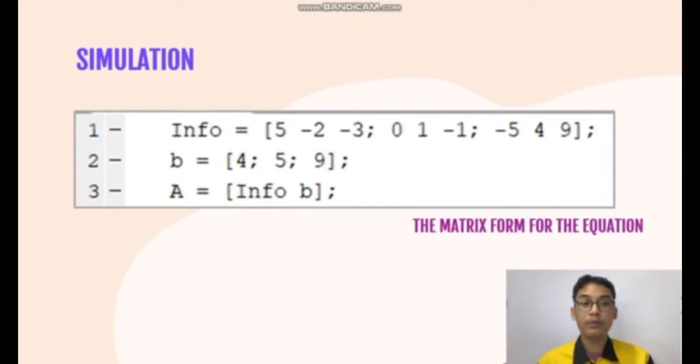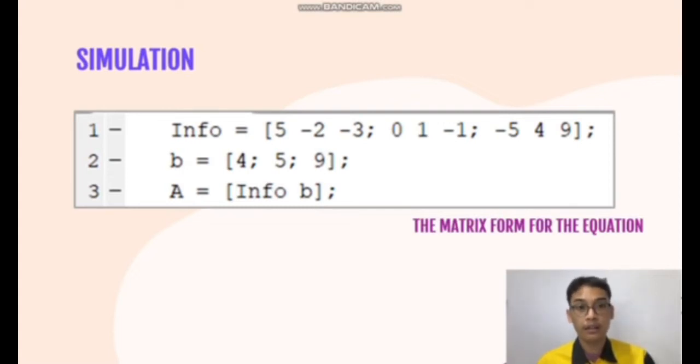From the previous part of our video, we have shown how to get the manual calculation for Gauss elimination and Gauss elimination with pivoting for the circuit that we have chosen for this project. So now I will show the simulation to prove that our manual calculation is correct.